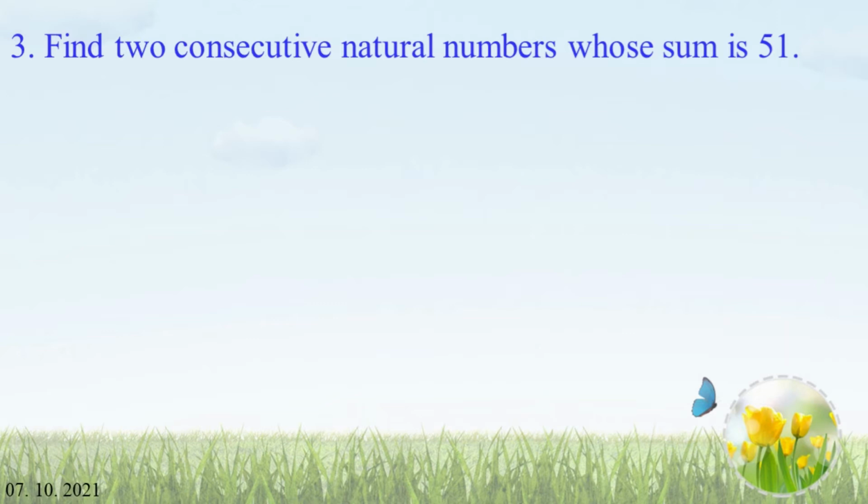Okay, read the question carefully. What is given? The sum of two consecutive natural numbers is 15. What is to be determined? Two consecutive numbers. What is consecutive? Consecutive means continuous numbers. Here, let x represent the unknown quantity.